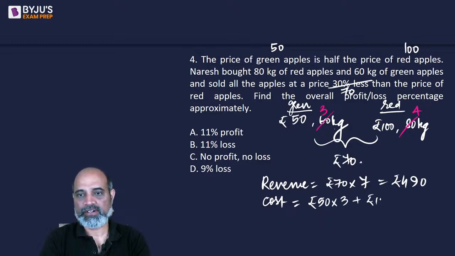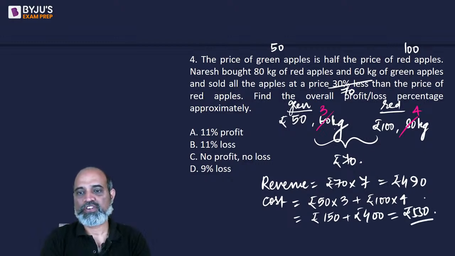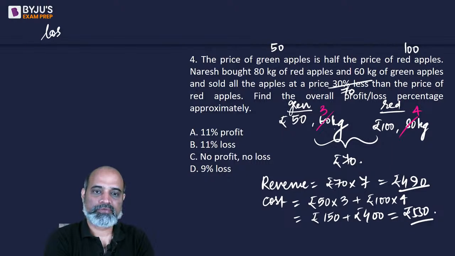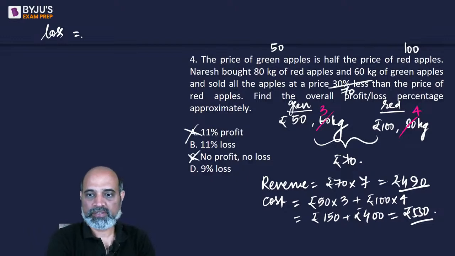and the cost that he incurred was 50 rupees for 3 kgs and 100 rupees for 4 kgs. So this is going to be 150 plus 400. So this is 550 rupees. So 550 rupees he spent, 490 rupees he got, right? So there is a loss.